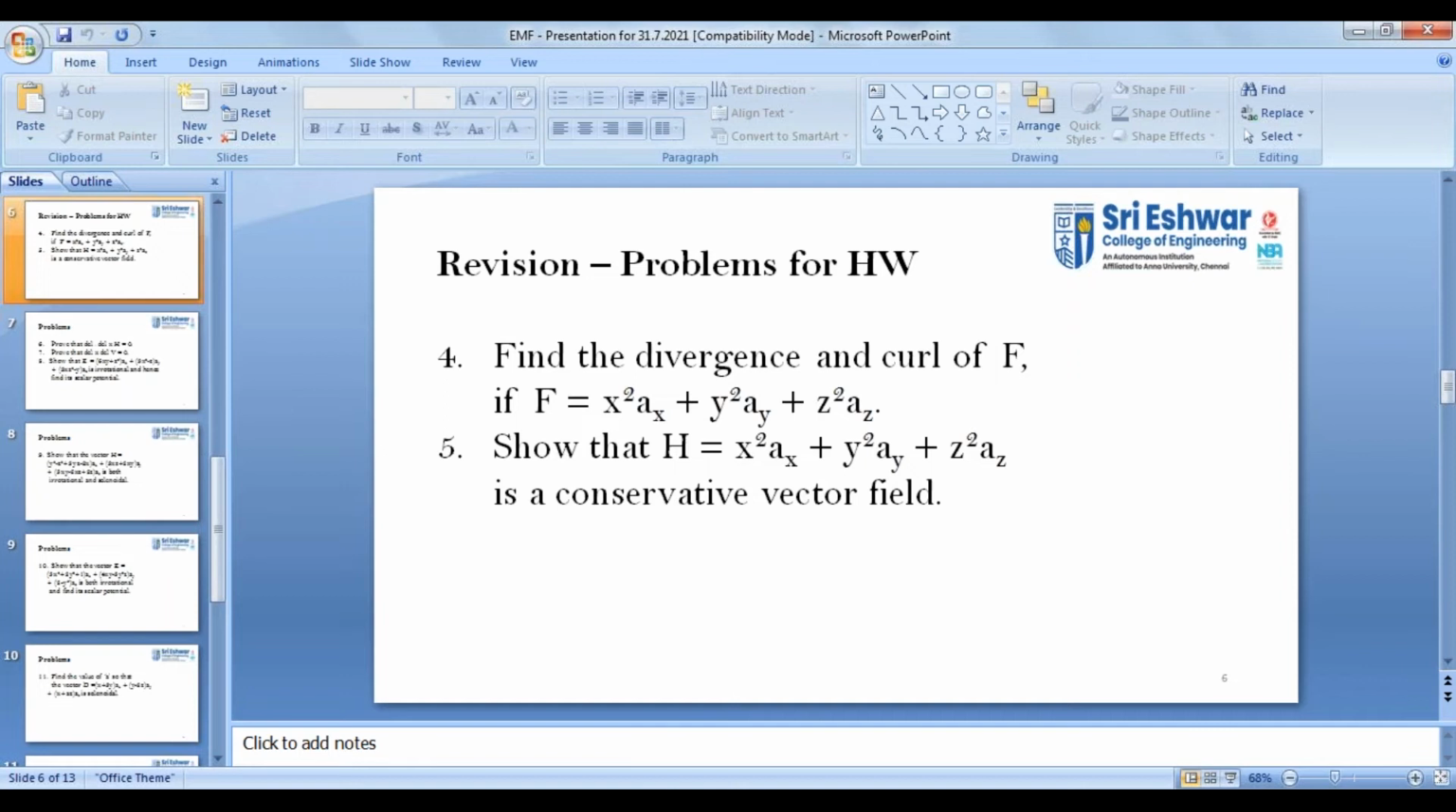Okay, that means again we have to prove that the curl of the given vector h is equal to 0. If it is equal to 0, it is said to be conservative or irrotational. Both are said. So now 3 problems are assigned for homework. You try to do that.